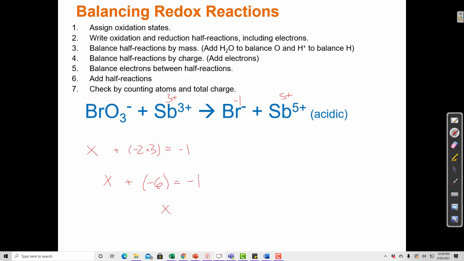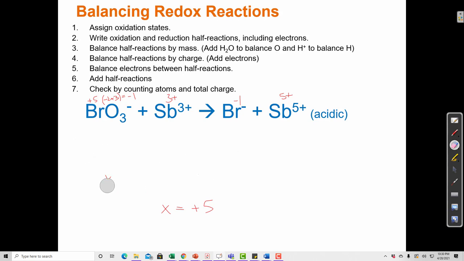So X equals plus 5. So if X is plus 5 and O is -2 times 3, then that equals -1, just like the charge on the compound. All right, so now I know that bromine is plus 5, oxygen is -2, antimony is plus 3, -1, plus 5. I've assigned all the oxidation states to every element on both sides.